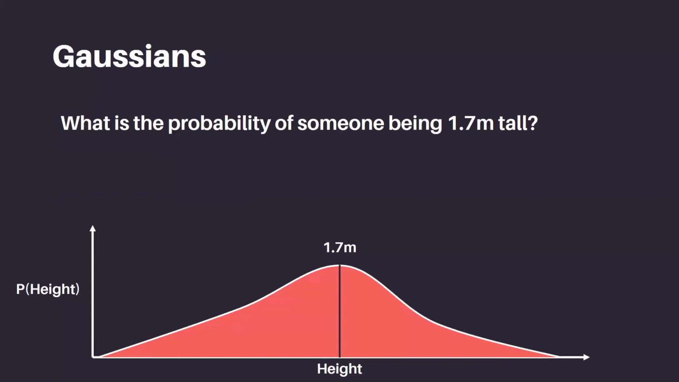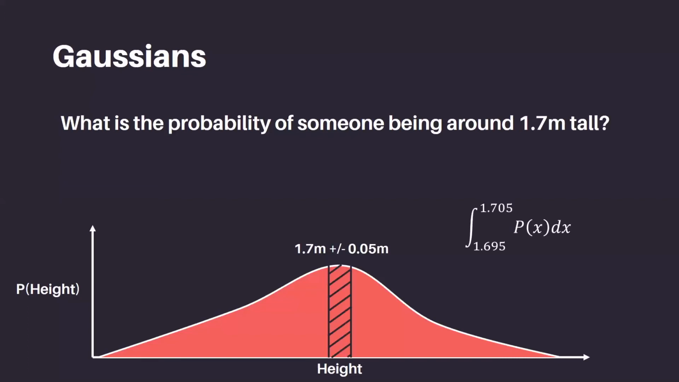This improbability is represented by the width of the line. The actual probability of being 1.7 meters tall would be the width of the line times the height. The area represented by the black line would be that probability. In real life, this would be much thinner. Now, if I were to ask you what is the probability of someone being around 1.7 meters tall, we could say, okay, 1.7 meters plus or minus 0.05 meters. Now we have an area that's more workable.